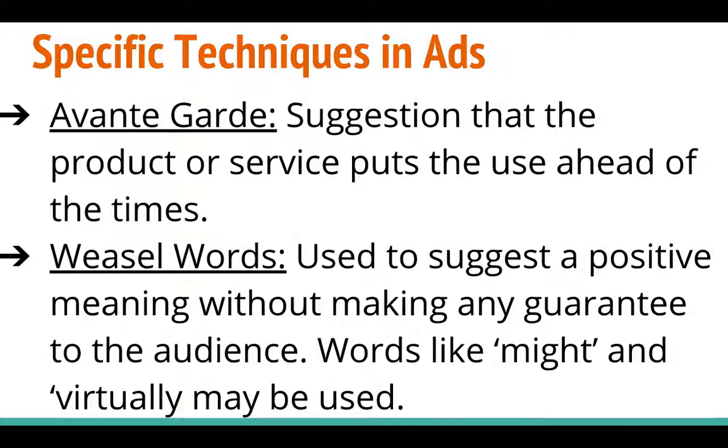Next, we have weasel words, and what weasel words does is it sounds like it's guaranteeing something, but in reality, it's not doing that. It uses words like virtually and might and stuff like that. For example, I used to do a commercial for this one where it would leave dishes virtually spotless. Well, it's not guaranteeing that it's going to be spotless, but it sounds like it is. And so when you actually break down the words that it uses, then it doesn't sound as great as it should. Okay?